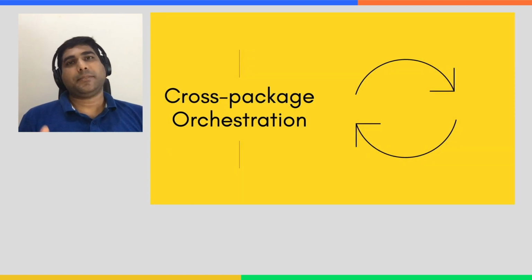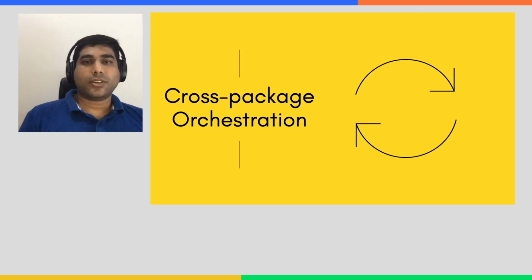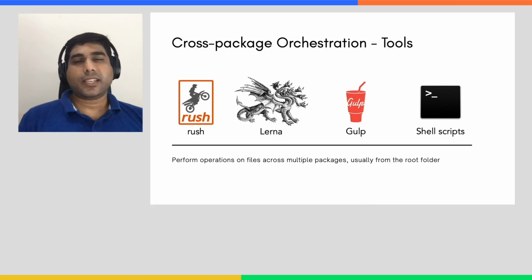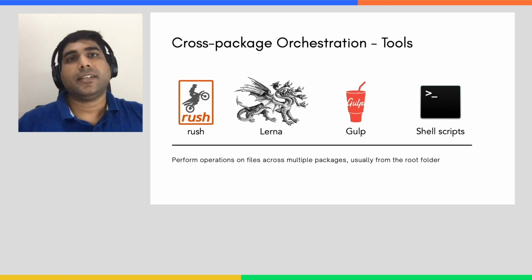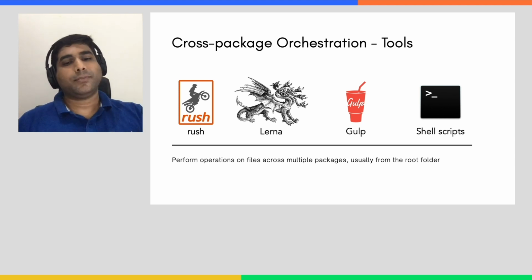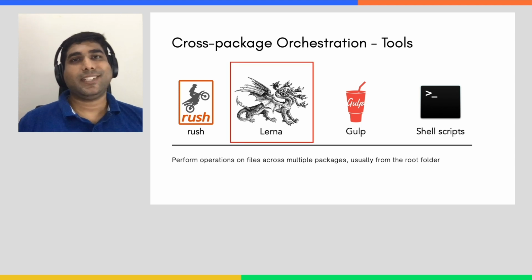The next aspect that we'll look at is how to orchestrate actions or commands across packages in a monorepo. Some of the popular tools to achieve this are Rush.js again. You have Lerna. You can also use task runners like Gulp. If your monorepo is simple enough, you can even manage it with simple shell scripts, right? We need these tools to perform operations across packages, usually from the root folder of the monorepo. So we use Lerna in our monorepo.